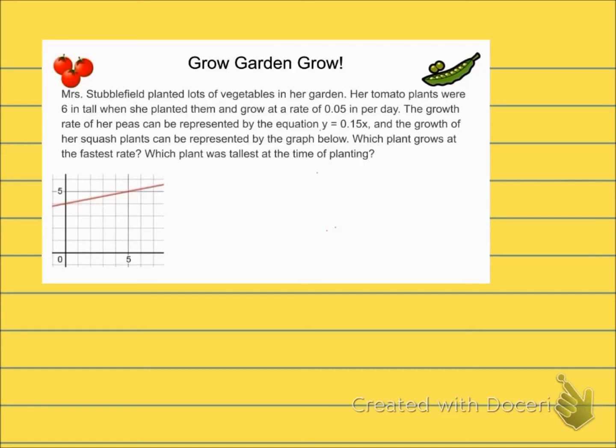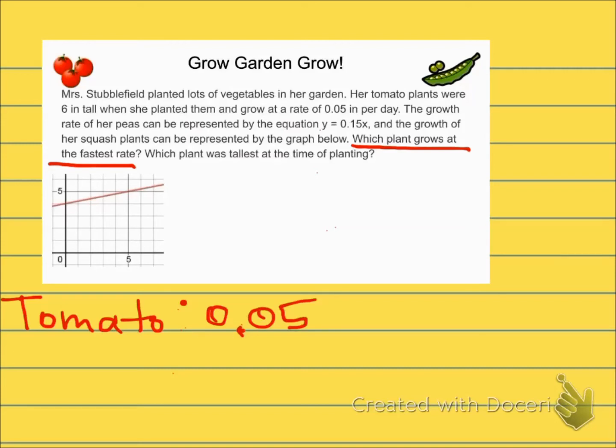So there's a lot of information in this problem. So let's look at what it's actually asking us to do first. The first question says, which plant grows at the fastest rate? So we're looking for the rate of change. So let's talk about the tomatoes. It says they were 6 inches tall when she planted them, and they grow at a rate of 0.05 inches per day. Well, that kind of gives us the rate in that sentence. 0.05 would be the tomato rate.